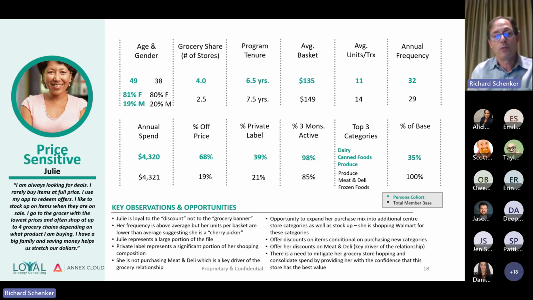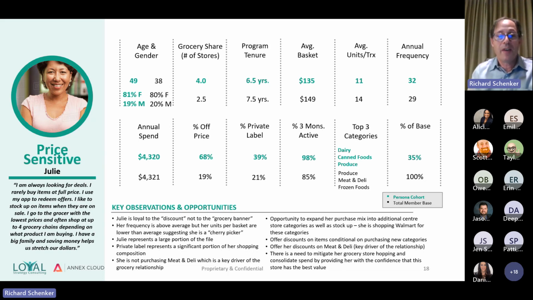What Julie probably doesn't realize is that she's probably spending more on gas running around to all these grocery stores, given the price of gas, to mitigate some of the savings. So let's talk about Julie a bit. She's loyal to the discount. She is not loyal to the grocery banner. She's what you would call a real promiscuous grocery shopper.